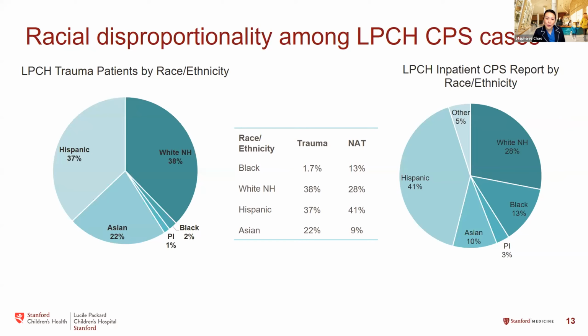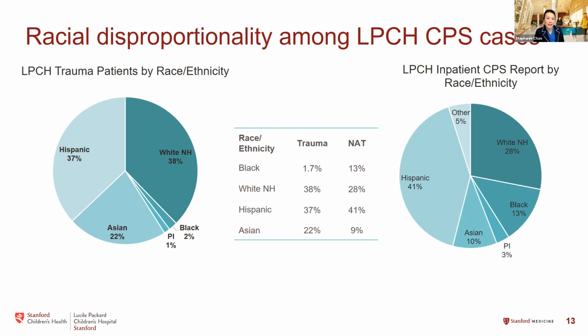This is the racial breakdown of the children who are identified at Packard. So in the pie graph on the left, this is the demographics of the LPCH trauma registry. So these were all children who presented with injuries. And then on the right are those children who were then identified as potential cases of child abuse reported to CPS. I just want to highlight a few disproportionalities.